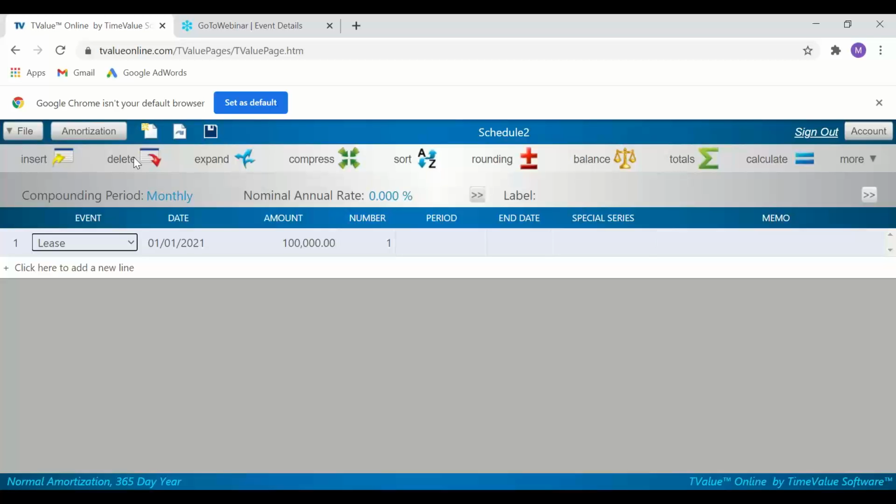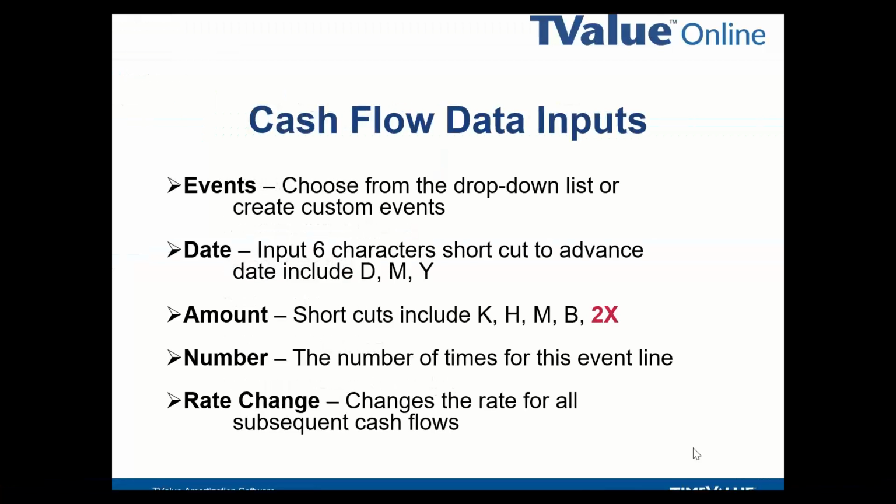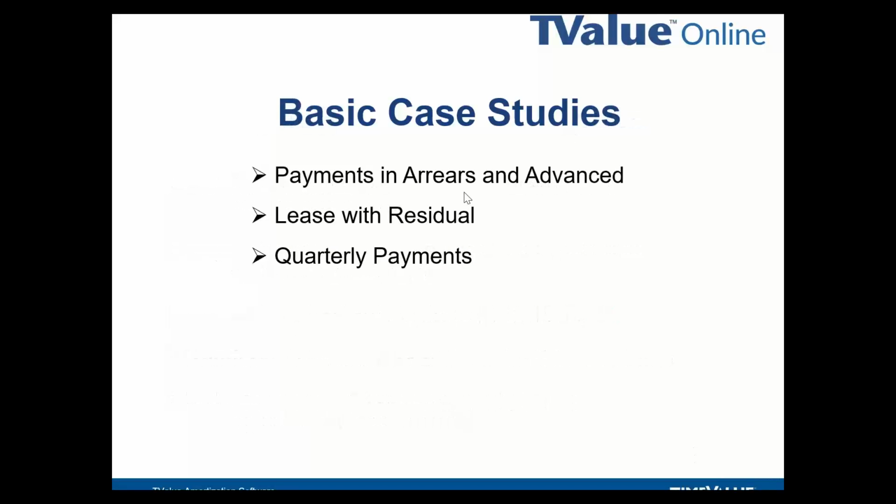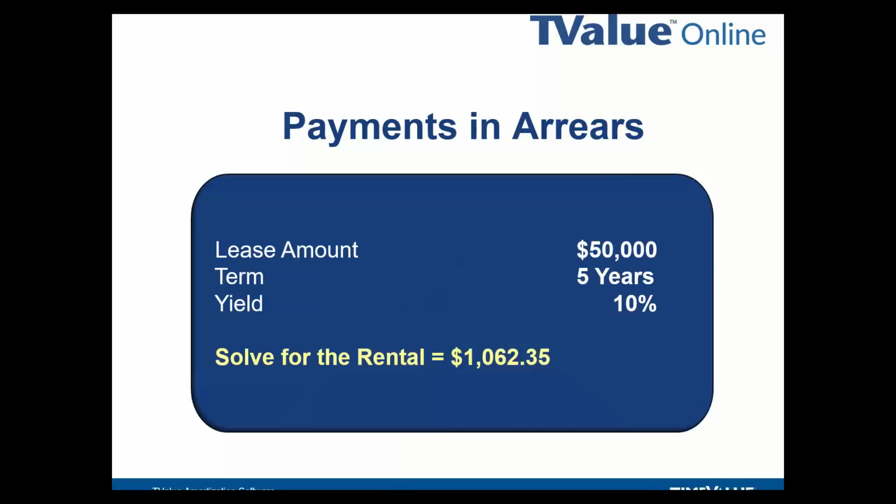So now let's do some calculations. We're going to do payments in arrears and payments in advance, and then we'll do lease with residual, and then we'll do some quarterly payments to show you some different options of the program. So our first case, we're going to do a $50,000 lease. We'll do a 5-year term. Yield on the deal or the interest rate will be 10%, and we'll solve for the rentals.